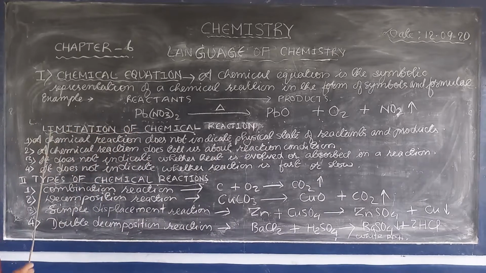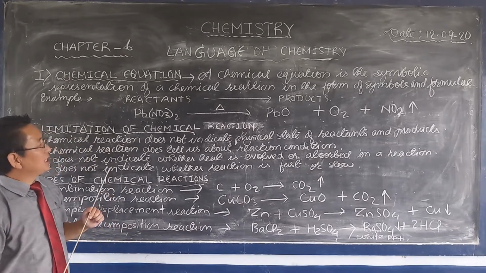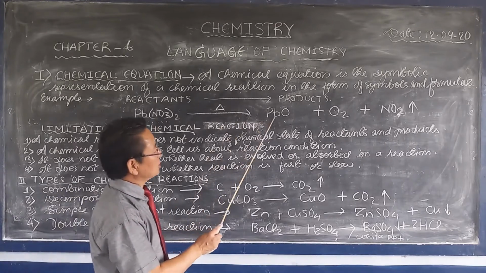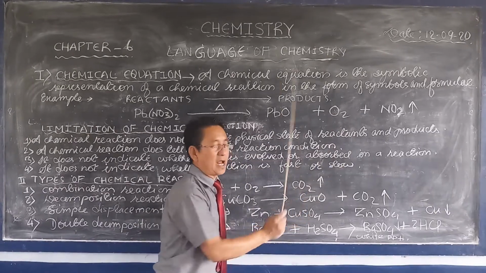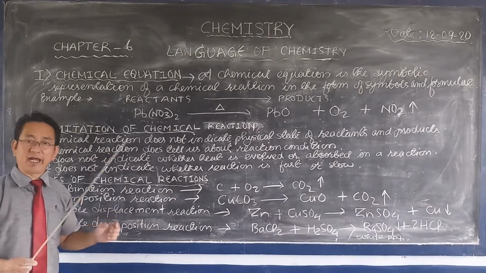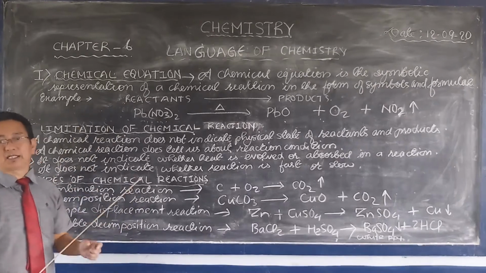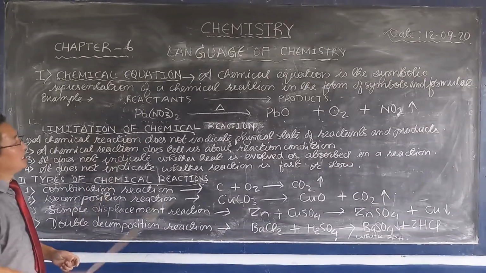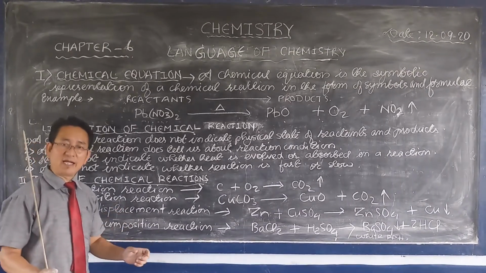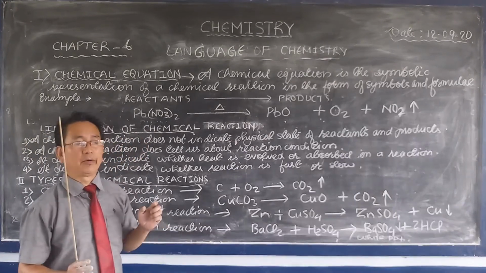Here is an example of a chemical equation: lead nitrate. When it is heated, it decomposes into lead monoxide, oxygen gas and nitrogen dioxide. Substances that take part during chemical reactions are called reactants. As you can see here, lead nitrate is a reactant.